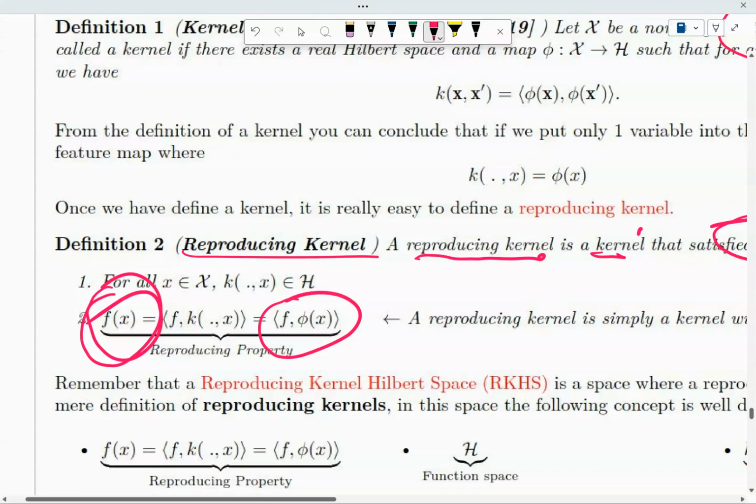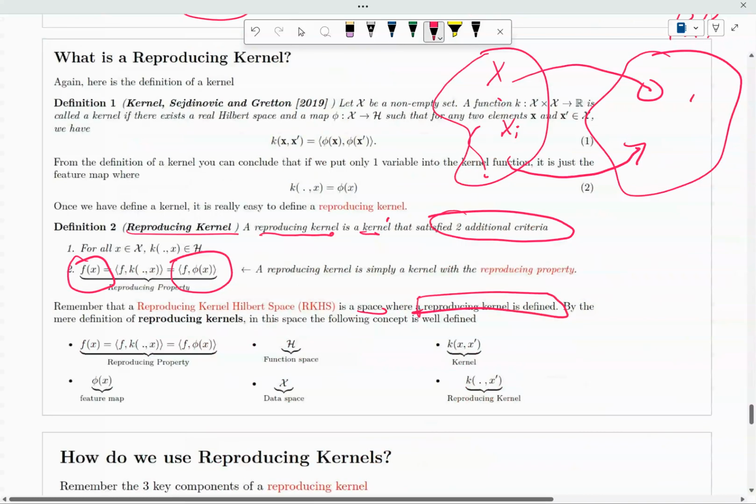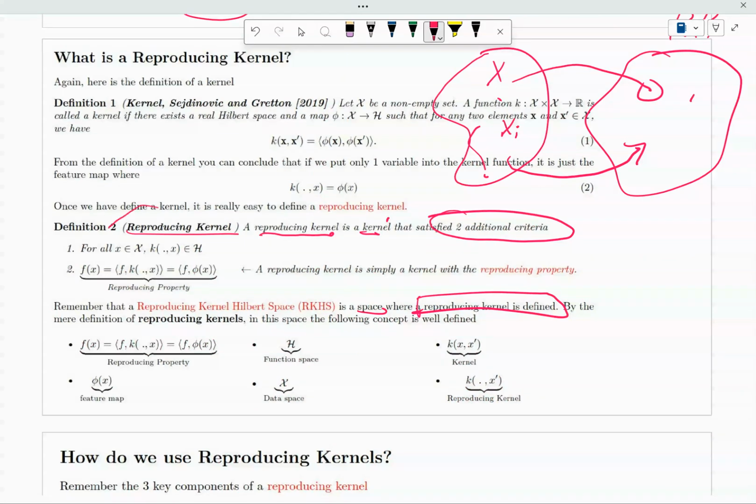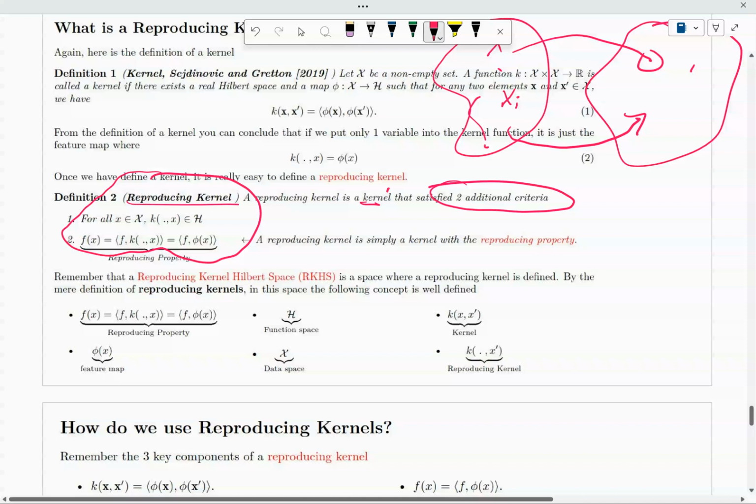So this means that when you're within RKHS, you can think of functions the way I introduced today. A function is a point in space, and the way you evaluate a function is through the inner product. The reason why you can do all this is because we are within a reproducing kernel Hilbert space. Now, a reproducing kernel Hilbert space is a space where a reproducing kernel is defined. So now that we know what a kernel function is and what a reproducing kernel function is, a reproducing kernel Hilbert space is a space where this concept is defined. By mere definition of reproducing kernels in this space, these concepts are definitely defined. Once you know that we're in a reproducing kernel Hilbert space, then we know functions are defined this way.